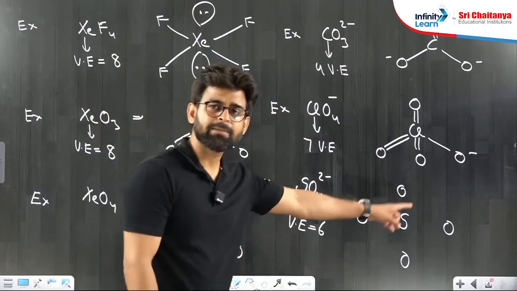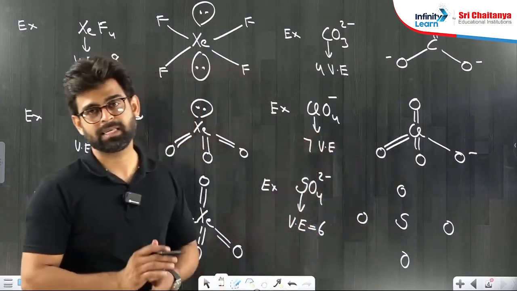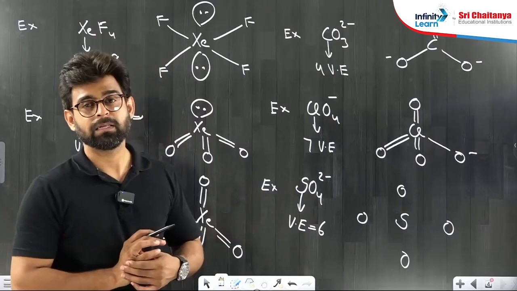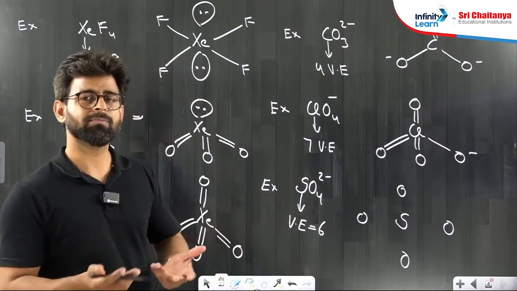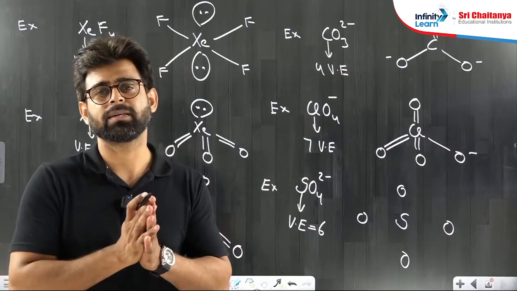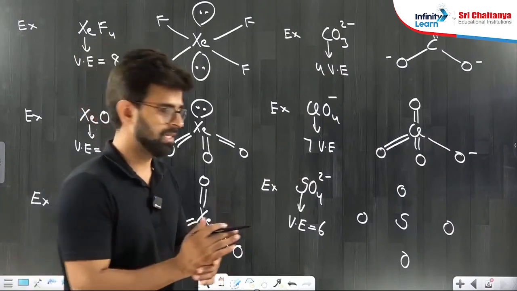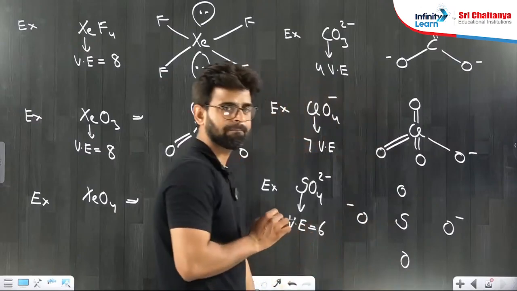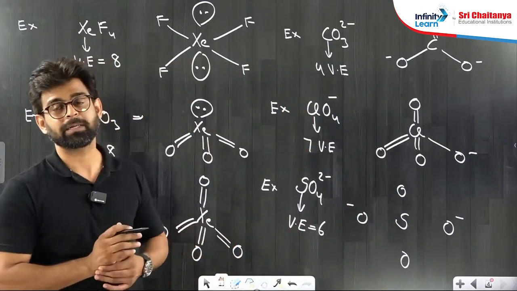Put the center atom and put the surrounding atoms like this. Now I know this is SO4 2 negative. So definitely oxygen is more electronegative. So this negative charge is present on what? It is present on oxygen. So I am giving two oxygens the negative charge. Okay, I have done this part.